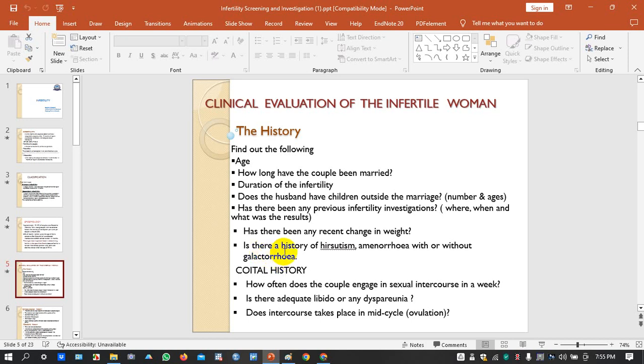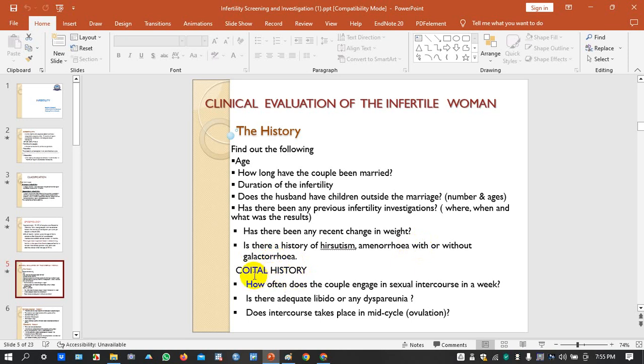So is there a history of hirsutism, that's abnormal growth of hair in the woman due to male hormones or androgens, or amenorrhea, that's absence of menstruation, which is associated with or without breast milk coming out of the nipple, that is what's called galactorrhea.